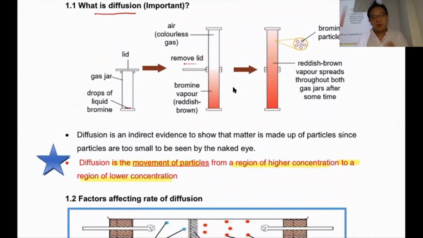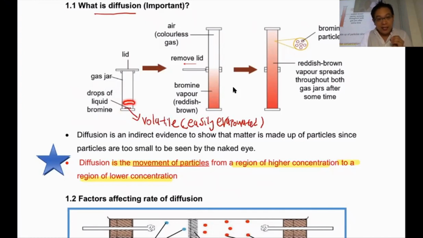Now, we can use one example to understand the law of diffusion. Take, for example, drops of liquid bromine. Now, bromine is known to be a very volatile solvent. So let me write down, this is called volatile. Now, what's the meaning of volatile? Volatile simply means that it's something that can be easily evaporated. So that means you just put it there for some time, and it easily evaporates. And that is what happened to liquid bromine.